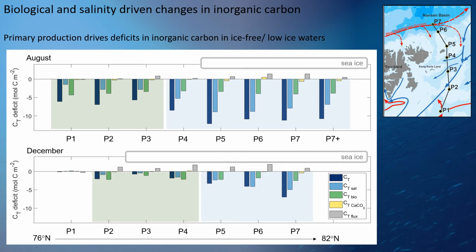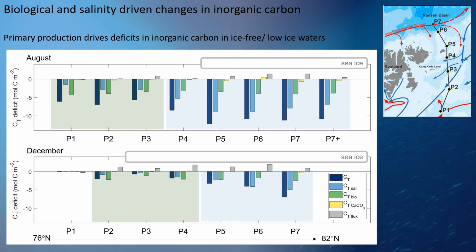This plot shows the changes in inorganic carbon, again in August in the top panel and December in the bottom panel. Similarly to alkalinity, the larger changes occurred during August, but the distributions in December showed a smaller but similar imprint from those in summer. Primary production drives the deficits in inorganic carbon in both the ice-free or the low ice-covered waters.